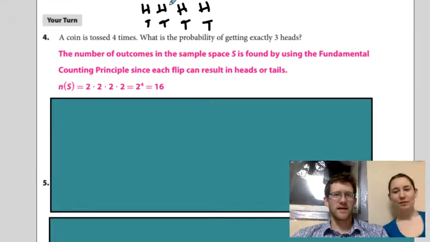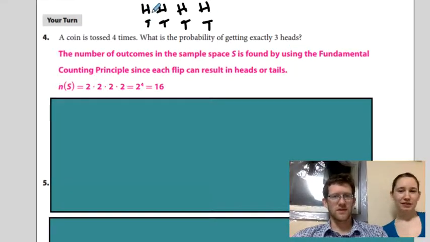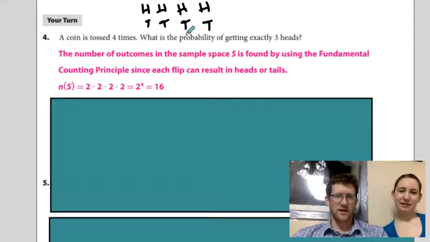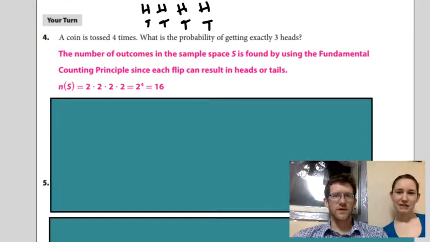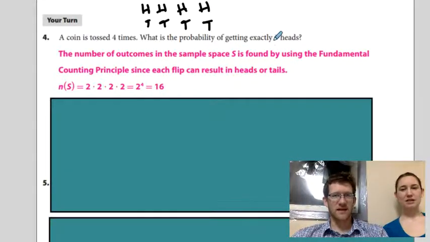We could do heads, heads, heads, heads. We could do heads, heads, heads, tails. We could do heads, heads, tails, tails. We could do heads, heads, tails, heads, et cetera, all the way down until we got our 16 options. So this one asks, what is the probability of getting exactly 3 heads?